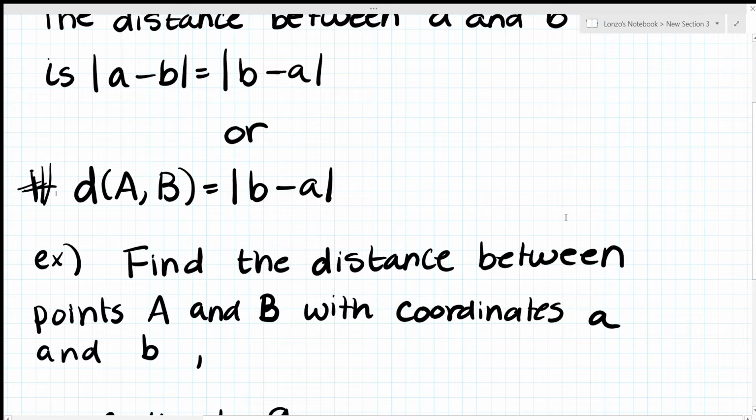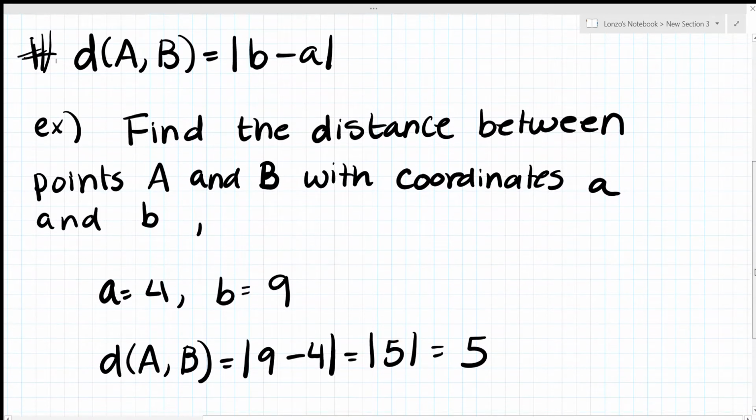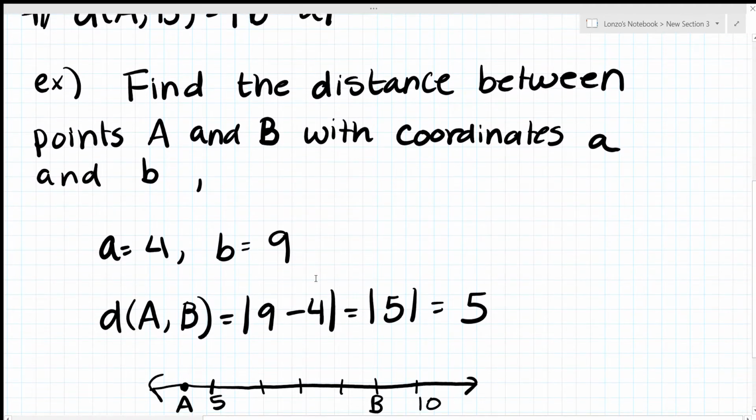So you know your A and your B, so you just do the absolute value, bring down the absolute value and put the B in front. So that's going to be B minus A. We know our B is 9 and our A is 4. You get the absolute value of 5.